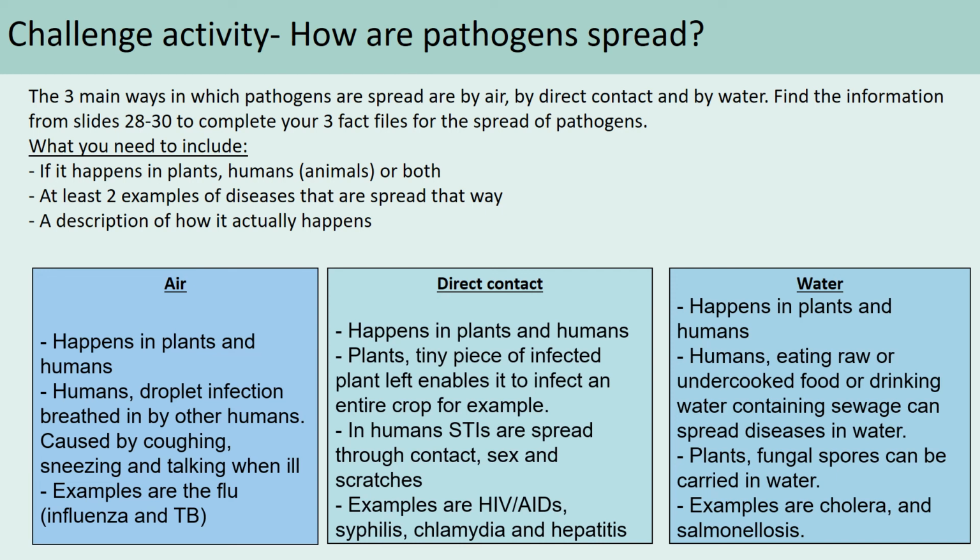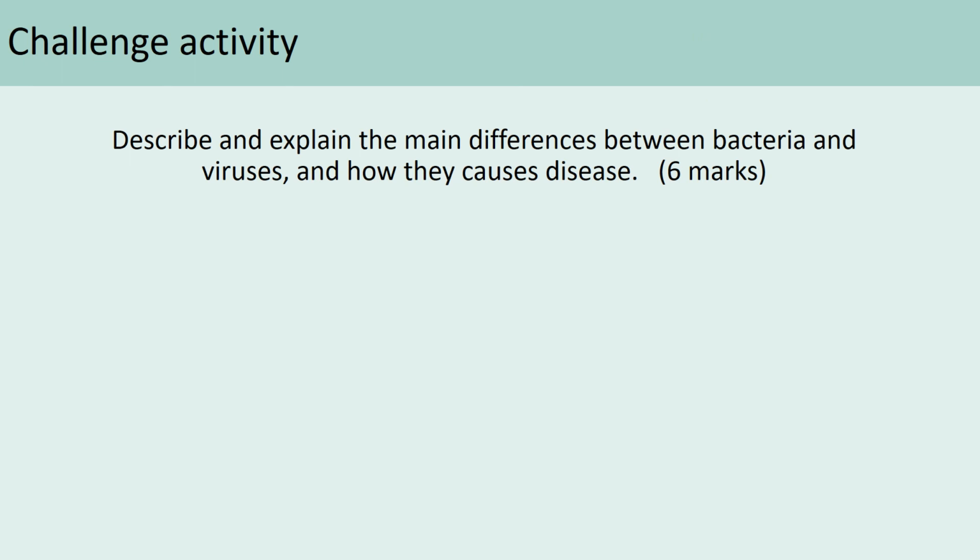Okay, so the last bit is a 6 marker. So this is looking at what you have taken from this lesson. Can you describe and explain the main differences between bacteria and viruses and how they cause diseases? Now it's worth 6 marks, and we've gone through quite a lot about this. So hopefully on this one we should be able to pick up quite a few marks. So can you pause the video and have a go at that question, please?